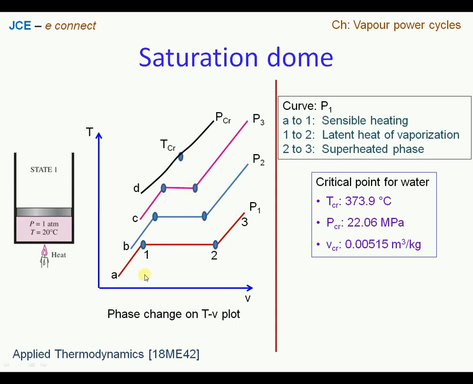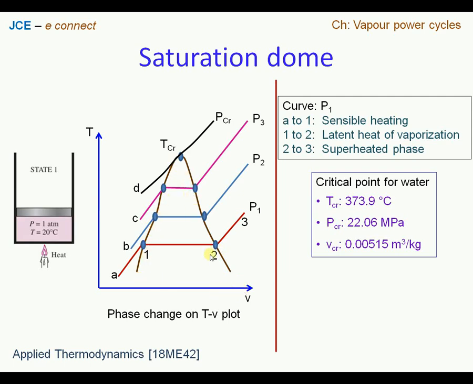Further, if we go on drawing a curve passing through the saturated liquid points from each curve, then we get one half of the curve like this, and this curve is called the saturated liquid curve. Similarly, a curve joining all the saturated vapor points gives the saturated vapor curve. So here we have a dome.